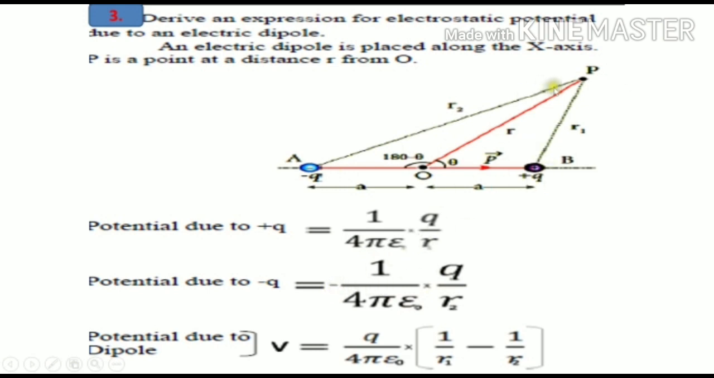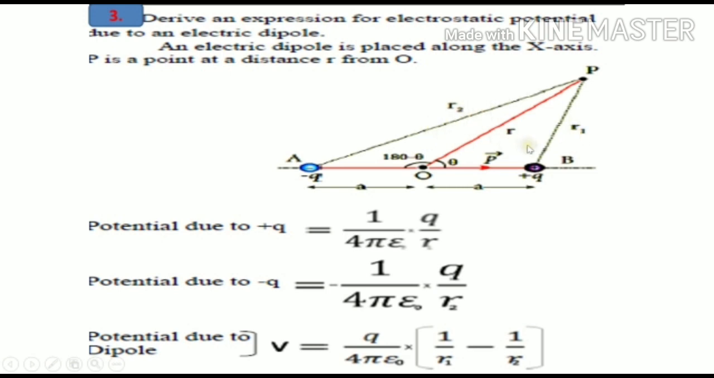Then the total potential at the point P can be calculated by adding these two potentials. If we add these two potentials, we get Q by 4 epsilon 0 into (1 by R1 minus 1 by R2). The common factor is taken outside, and the remaining factor is written like this, 1 by R1 minus 1 by R2. Now we have to calculate the R1 and R2 values.